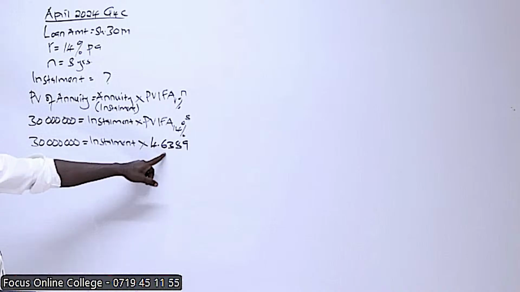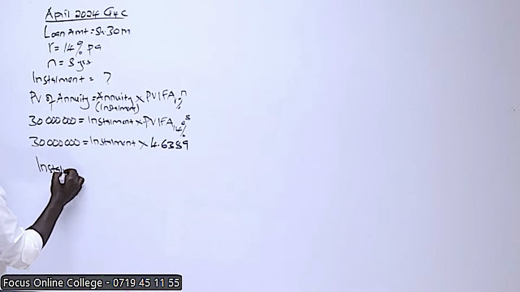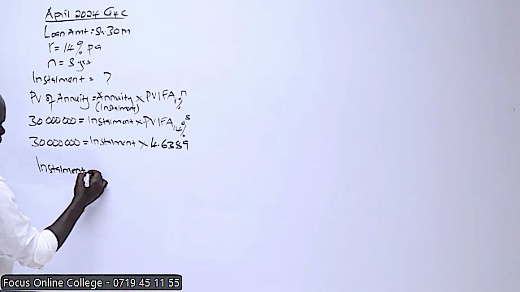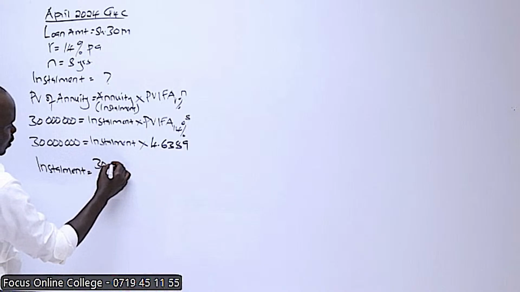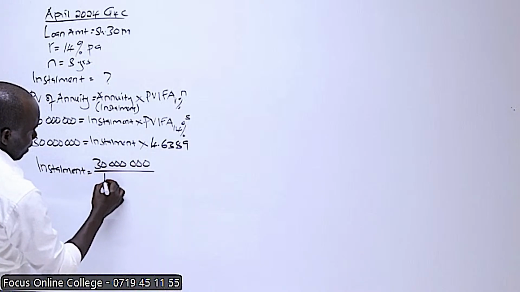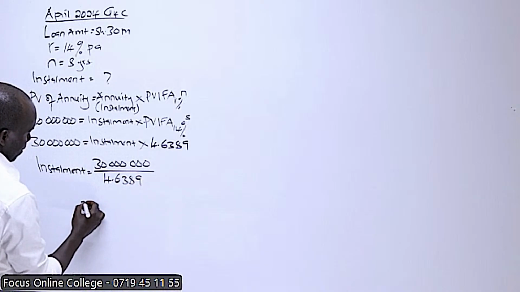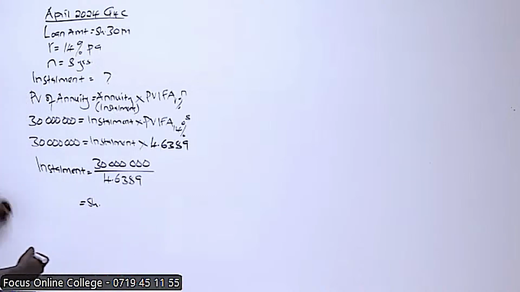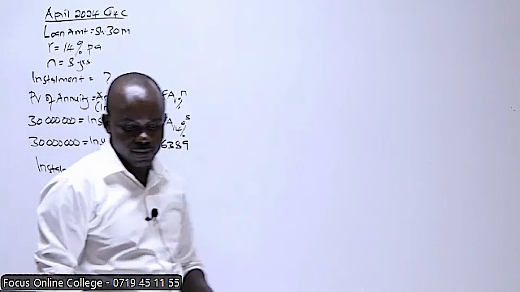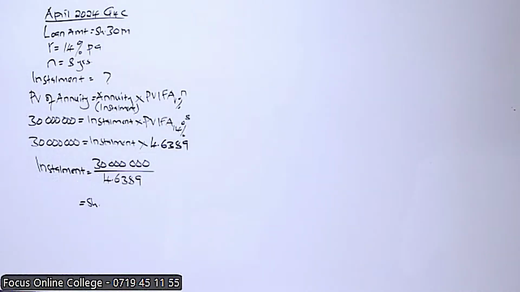So divide both sides by this factor. We'll say the installment is 30 million divided by 4.6389. So get that. Divide, get the installment.